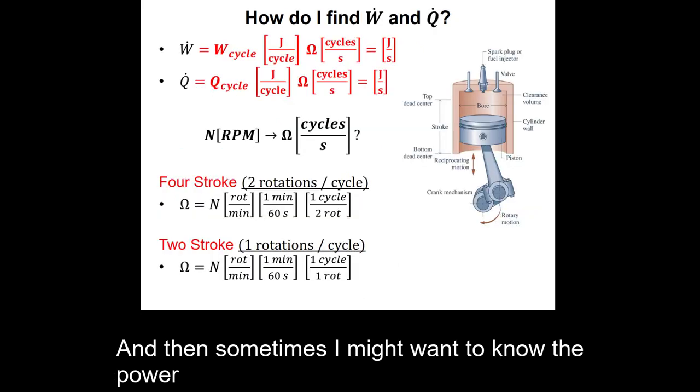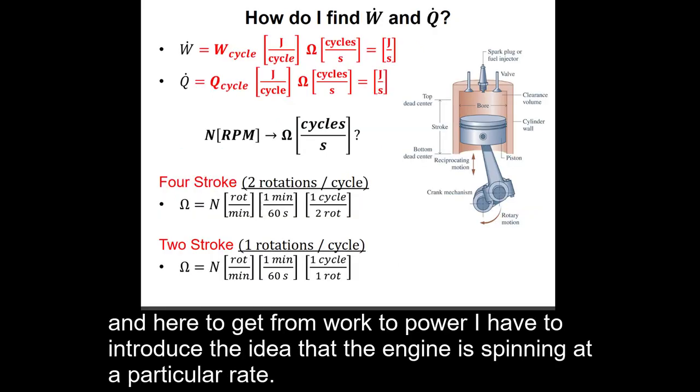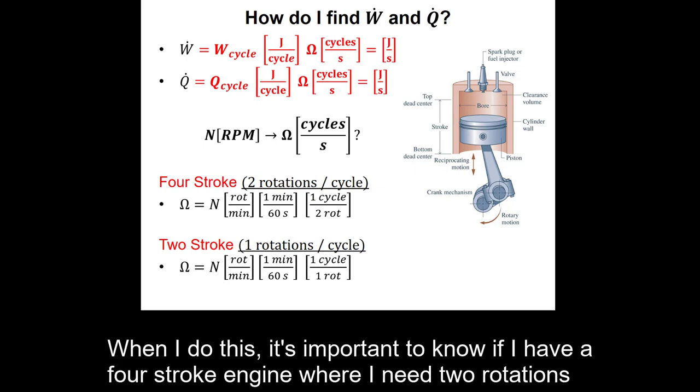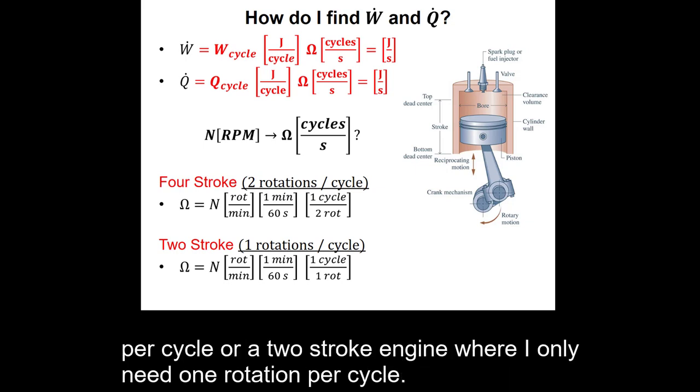And then sometimes I might want to know the power. And here, to get from work to power, I have to introduce the idea that the engine is spinning at a particular rate. So now I have to use the calculations shown on this slide to find things like heat rate or power developed by the engine. When I do this, it's important to know if I have a 4-stroke engine, where I need 2 rotations per cycle, or a 2-stroke engine, where I only need 1 rotation per cycle.